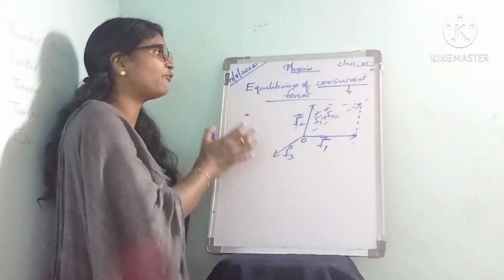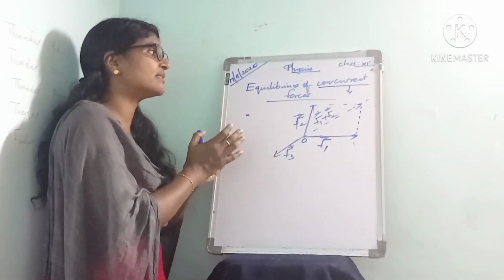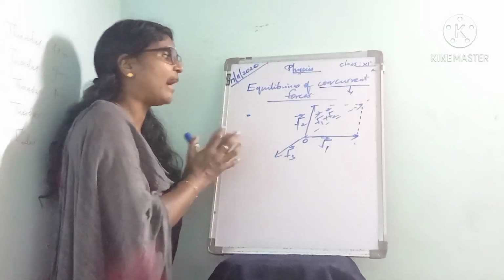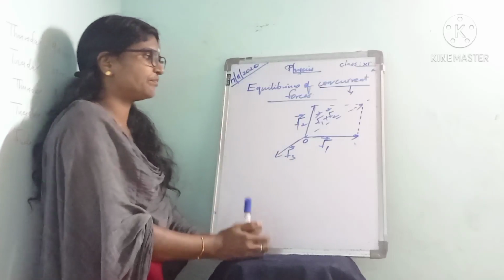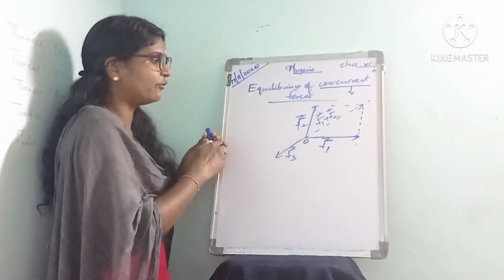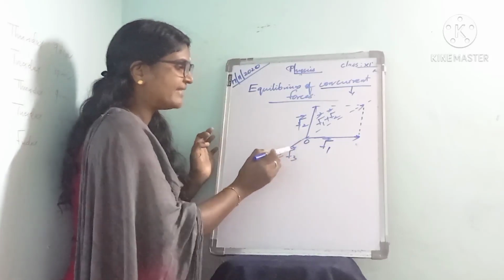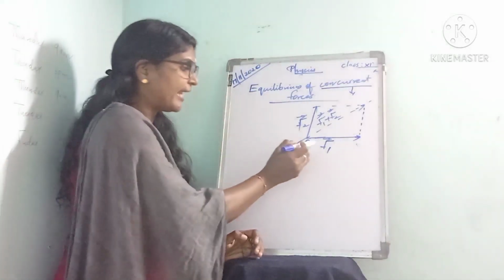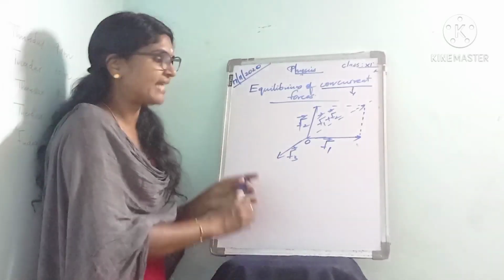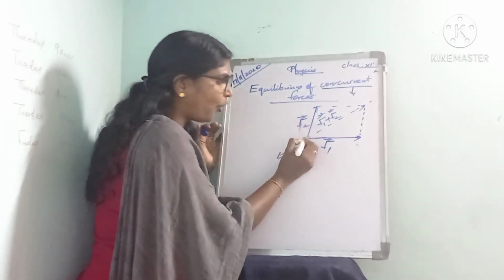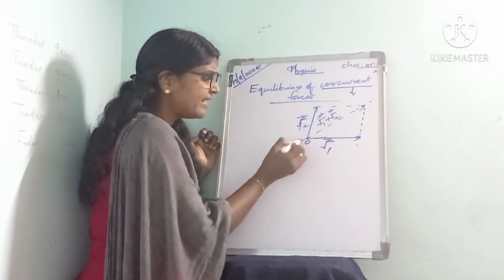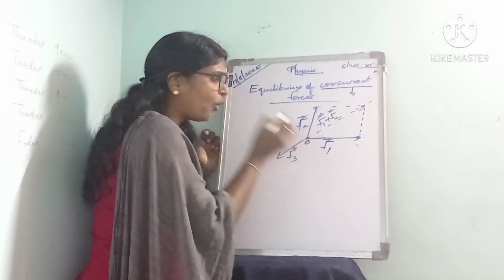What is the condition for concurrent forces to be at equilibrium? That condition only we are going to discuss. Here, consider three concurrent forces F1, F2 and F3. These are three concurrent forces acting at the same point O of a body.